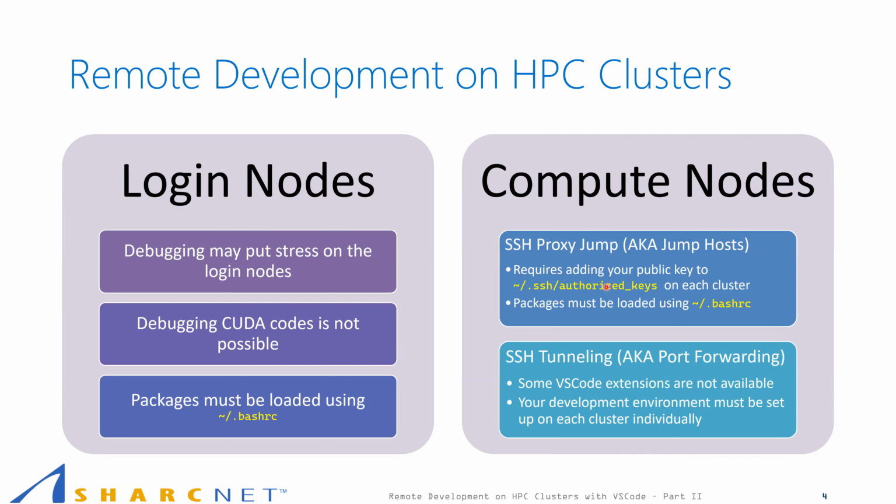So unlike the SSH proxy jump, where you have the same VS Code environment and you don't have to change anything, because you can connect to each of the clusters and work, using this method you have to do all the settings again for each cluster. So as you can see, there is no perfect solution.